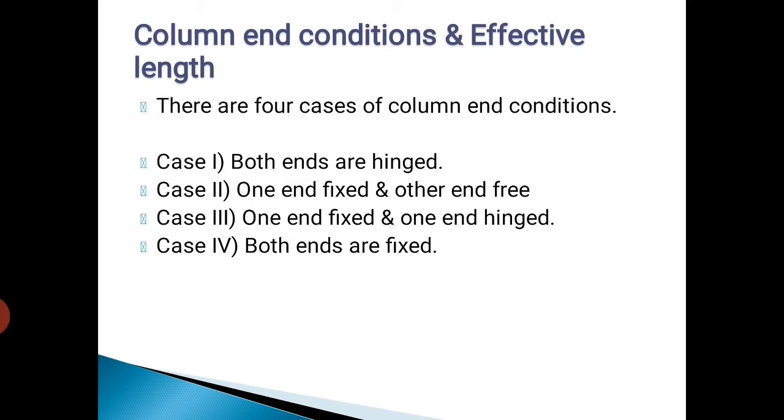The next point we will see is column end conditions and effective length. There are 4 cases of column end conditions. First case is both ends are hinged. Second case, one end fixed, other end free. Third case, one end fixed and one end hinged. And fourth case, both ends are fixed.